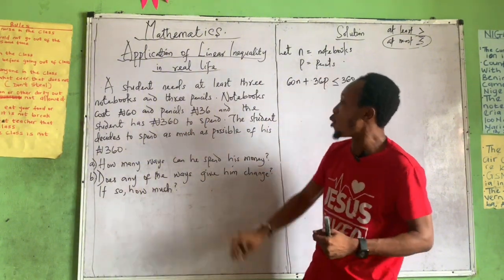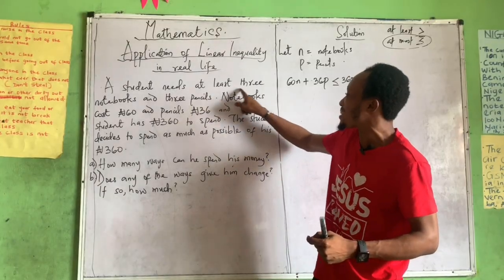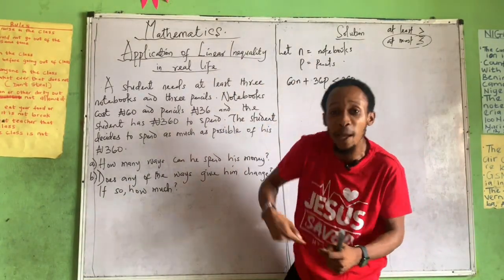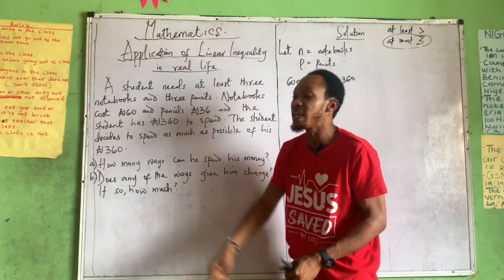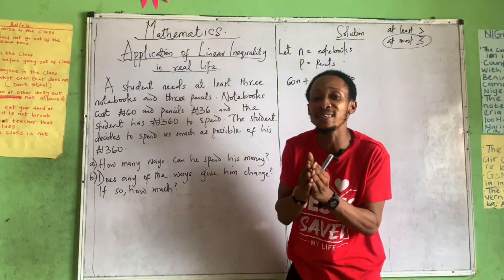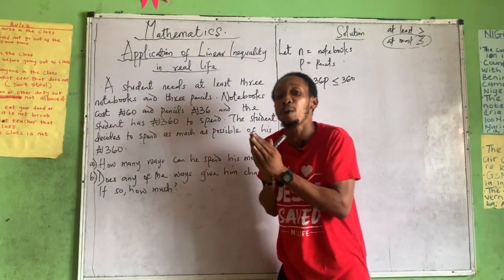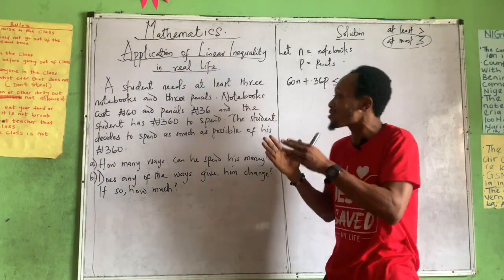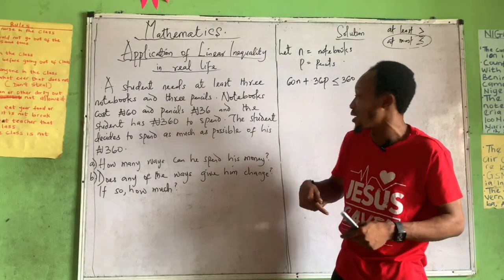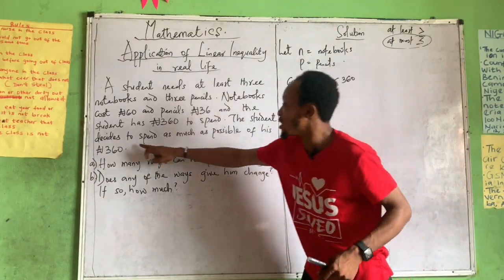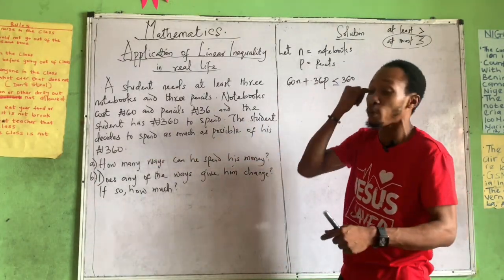And we are being told that he has at least 3 notebooks and 3 pencils. So it means that he can still buy anything starting from 3 notebooks and 3 pencils, but he must not buy lesser, because if he buys lesser, he has not met his demands. So the student decides to spend as much as possible of his 360.